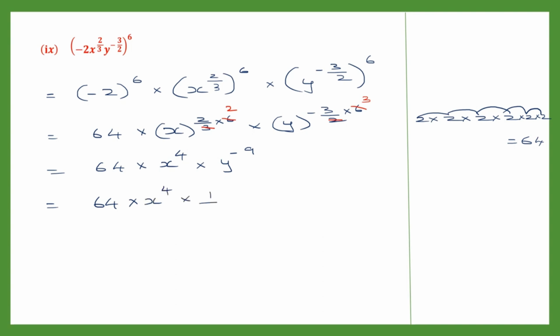So you can write the reciprocal 1 by y to the power of 9. So when you multiply the numerators, it's only these two. So that is 64 x to the power of 4, and in the denominator you have y to the power of 9. So this is our final answer.